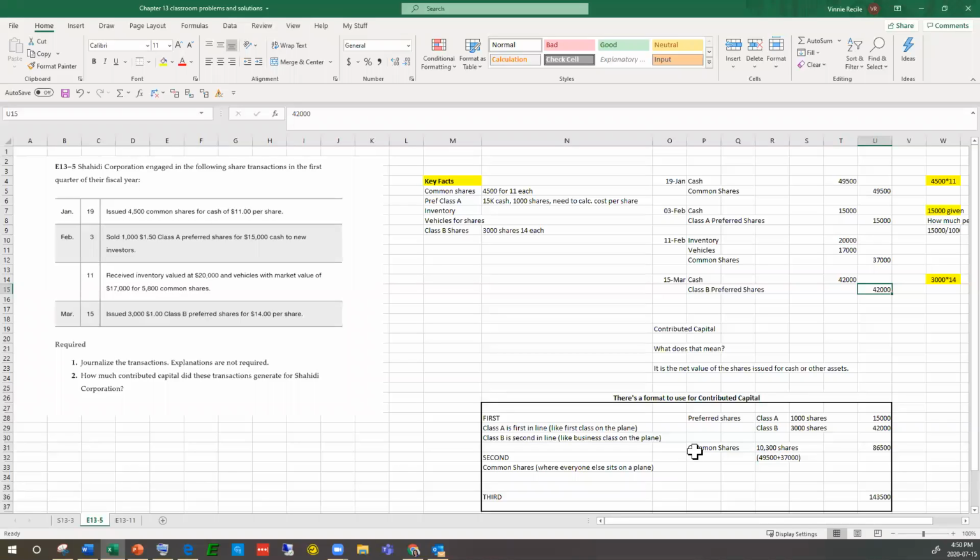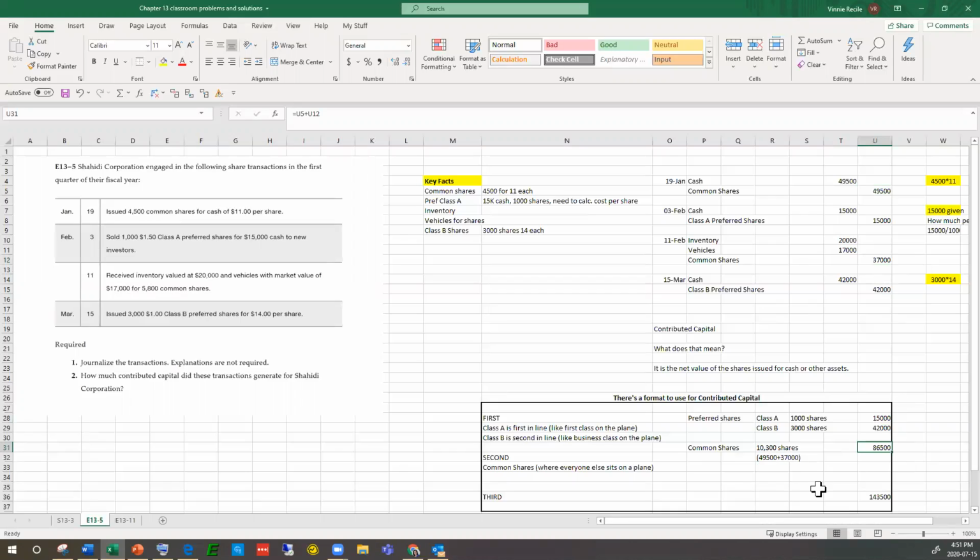The second is the common shares. So common shares, we've got the 49,500 plus the 37,000. So where did we get those numbers? The 49,500 is up here. The 37,000 is over here in your entry. And we basically have just summed them together.